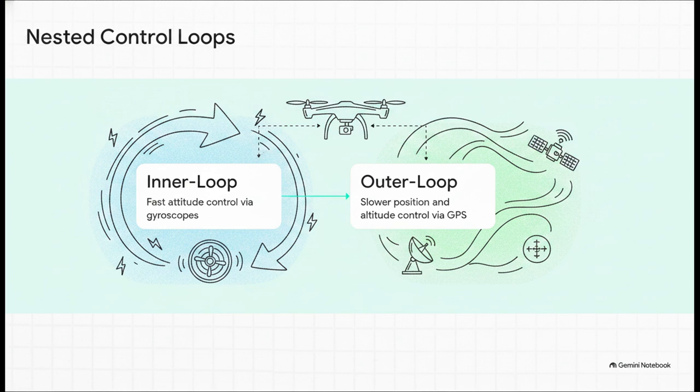Then wrapped entirely around that is Step 2, the slower outer loop. Because that inner loop is so busy keeping the drone from falling out of the sky, the outer loop can actually take its time using slower sensors like GPS and barometers. It methodically handles the higher-level journey, guiding the overall position and altitude. It's really a perfect hierarchy. Survival first, navigation second.